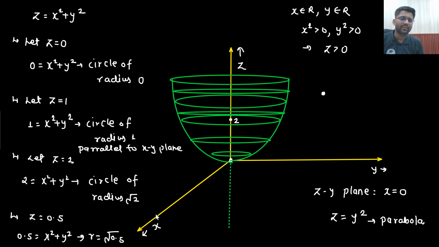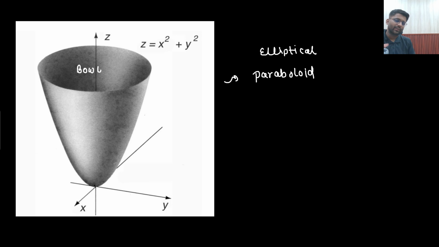Let's fix z equals 1. That means it will make a circle of radius 1 parallel to the xy plane. Let's fix z equals 2. That means it will make a circle of radius under root 2 parallel to the xy plane. Right? Because x square plus y square equals 2 for z equals 2. So everything is going parallel to the xy plane. All these circles that have been made are parallel to the xy plane. Is that clear to you? So this kind of 3D bowl structure you are getting.